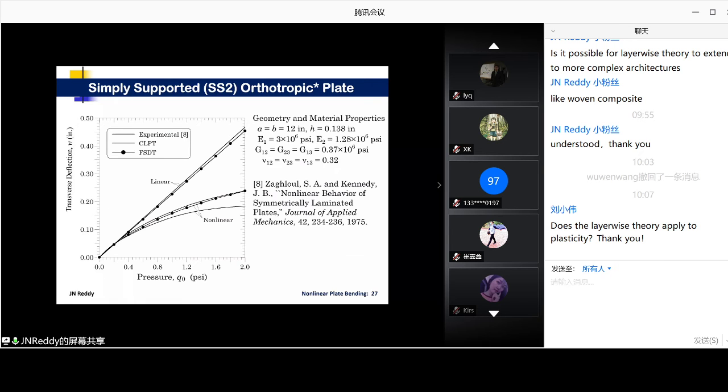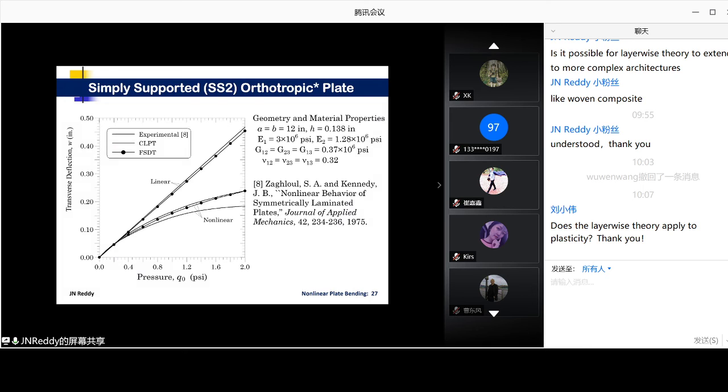Another example I will show you is where I compare with experimental work. This is an orthotropic plate where the sides are a 12 inch square plate. Thickness is 0.138. By the way, I'm using the English system of units. You can always convert them to the metric system. As you can see, the side to thickness ratio, 12 over 0.138, is somewhere in the ballpark of 80, right? So that means it is a thin plate.